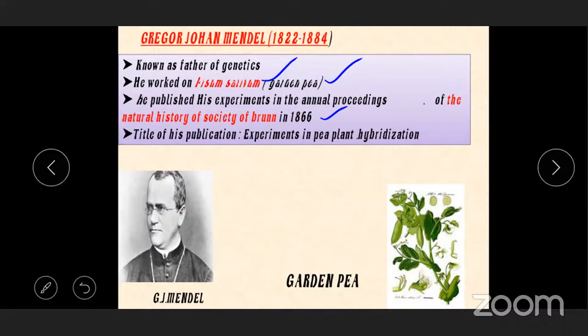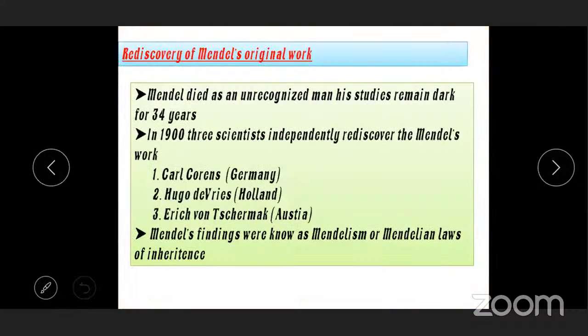The title of his publication is Experiments in Pea Plant Hybridization. This is the title of his experiments. Experiments in pea plant hybridization. So this is a picture of Gregor John Mendel. This is a picture of garden pea. It is Pisum sativum.